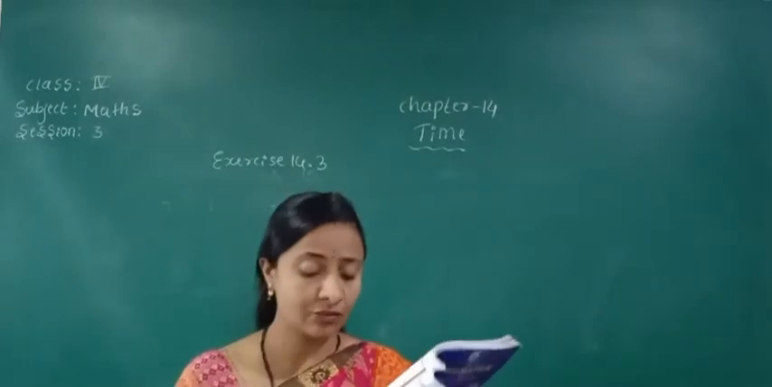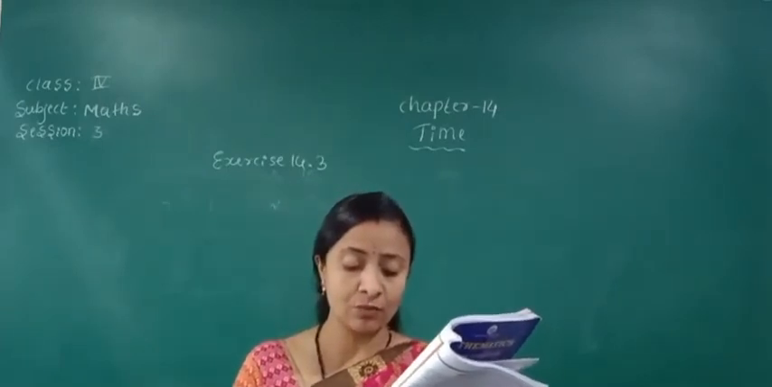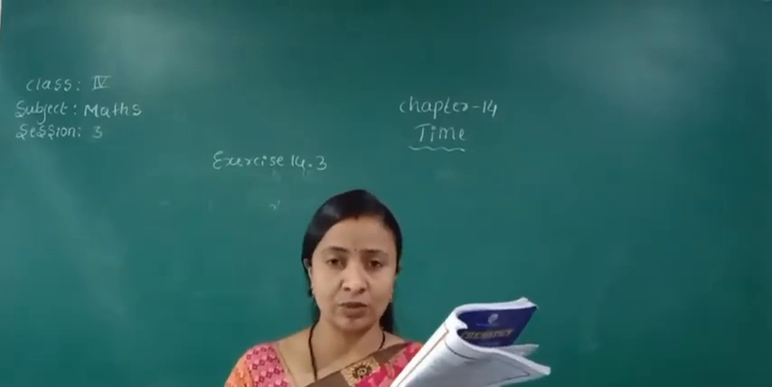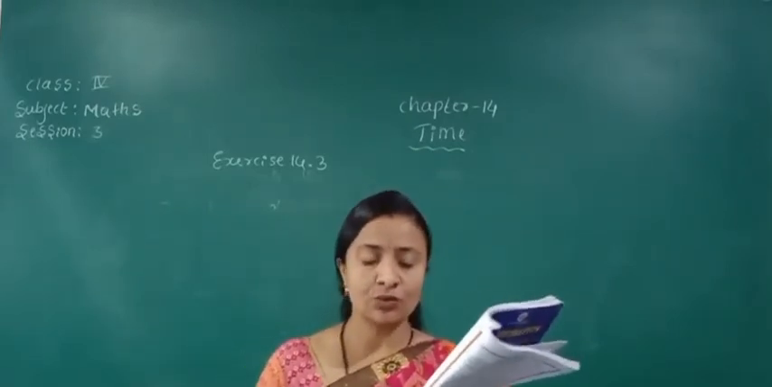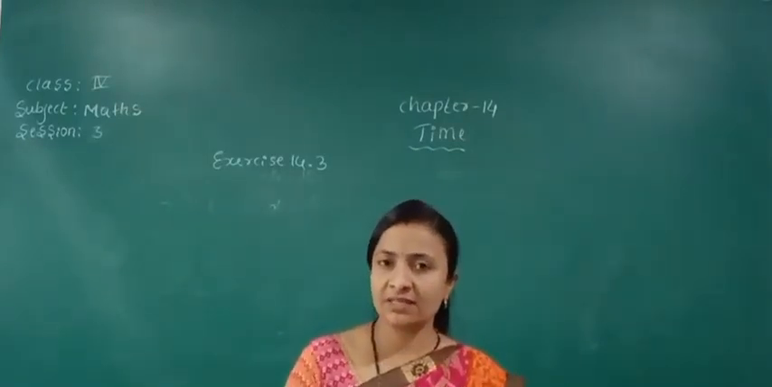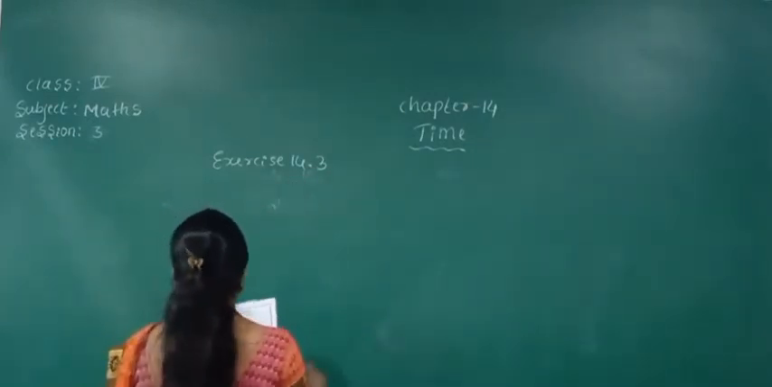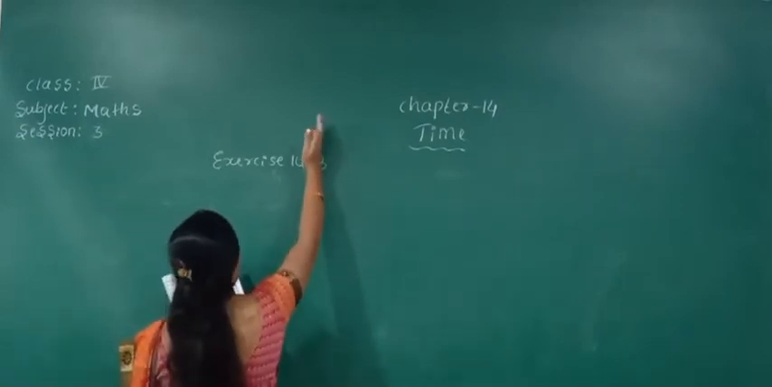So we'll count from 3rd October to 31st October. How many days does it take? Total 27 days. Okay, so in the same way, some examples they have given here.